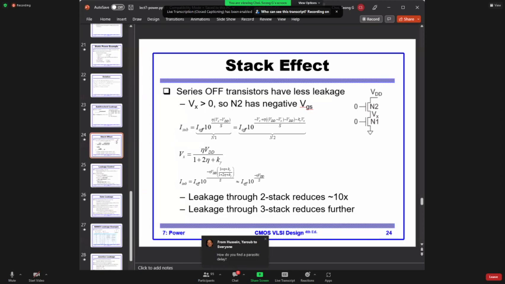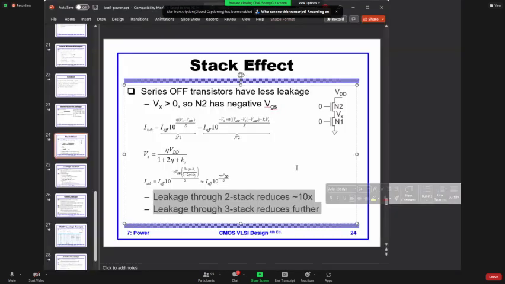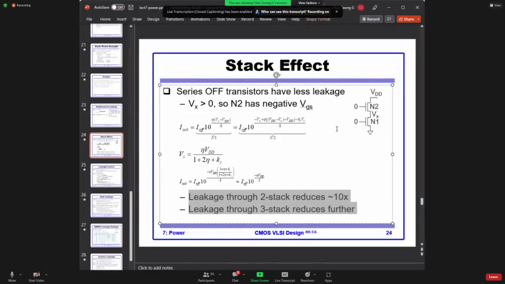Next, Professor, question: will there be any numericals on stack effect? If I do, I have to give you these expressions, current equations. Okay, so we wouldn't be expecting that. But I do want you to note things like this. Because it's exponentially related, right? But that's easy to remember.